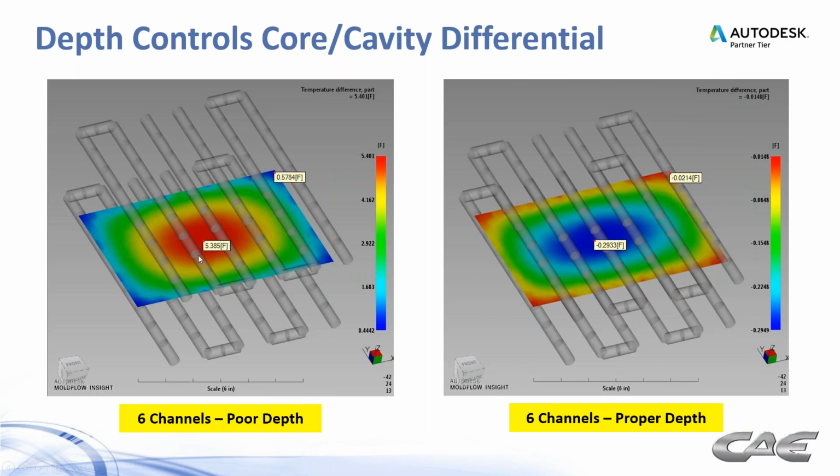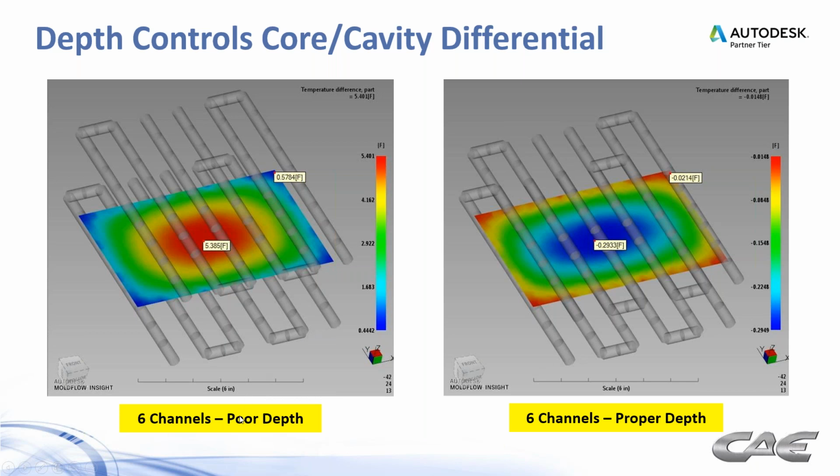So with 6 channels here, we've got good pitch, but now we got to talk about depth. Are we the right depth away from the part? And in some cases, the design of the part itself is going to dictate how far away you can really get from those part surfaces. So you may have to be a little bit farther away on the cavity side than you are on the core side, for example. And in that case, you see a temperature differential build up between the two halves of the tool. And again, that can lead to warpage.